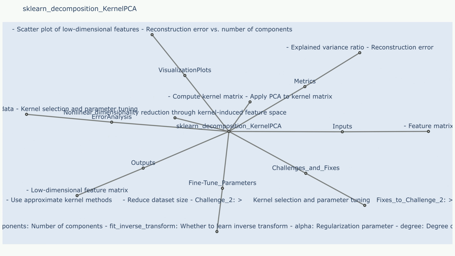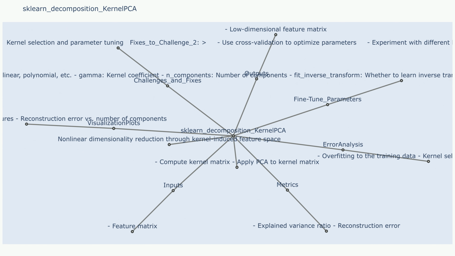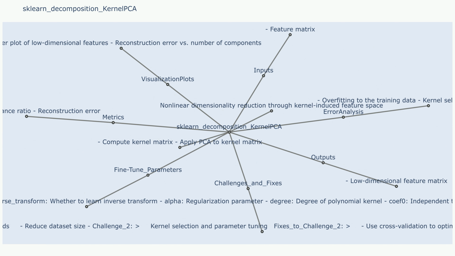Steps: Kernel computation: the algorithm computes the kernel matrix, which represents the similarity between all pairs of data points based on the chosen kernel function. Eigenvalue decomposition: the kernel matrix is decomposed using eigenvalue decomposition. The eigenvectors associated with the largest eigenvalues correspond to the principal components. Projection: the data is projected onto the subspace spanned by the selected principal components, reducing its dimensionality.